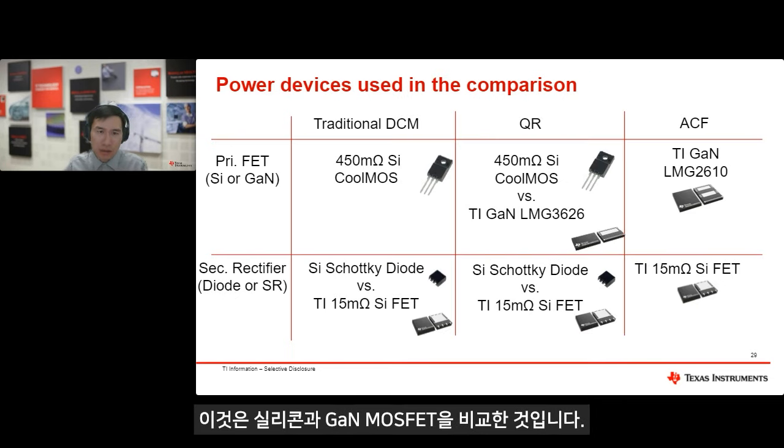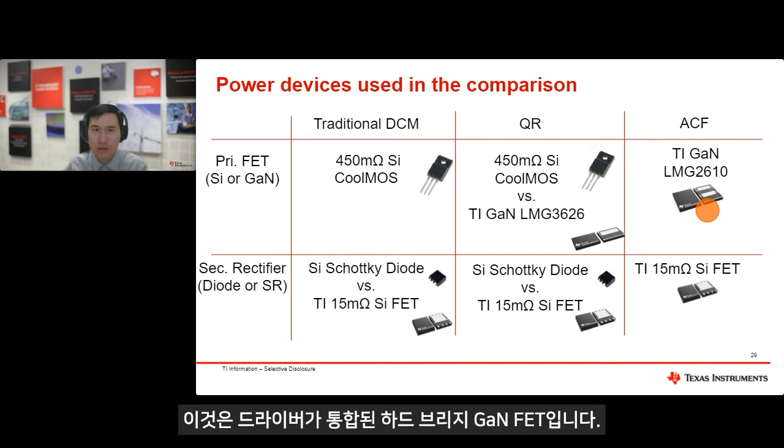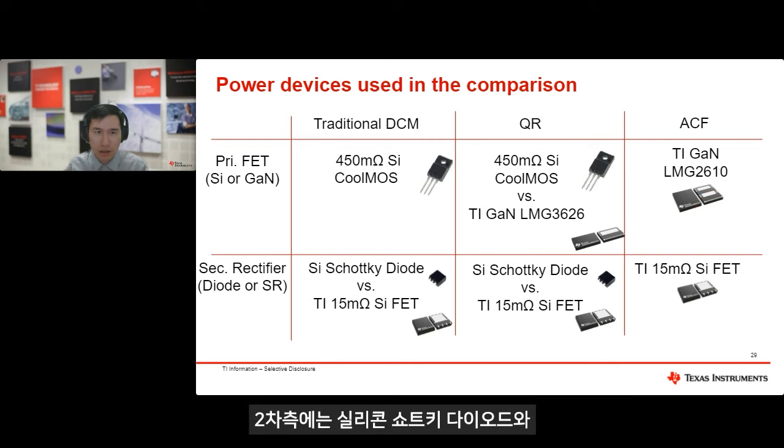Here is the silicon and the GaN MOSFET we're comparing. The silicon FET is a 450 milliohm silicon, and GaN is our TI GaN devices. The 3626, this is a single FET, and the 2610, this is a hybrid GaN FET with driver integrated. On the secondary side, the silicon Schottky diode plus TI silicon MOSFET.